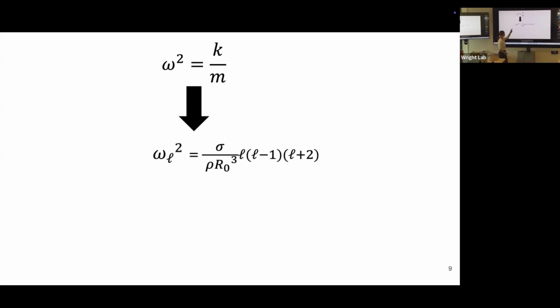The frequency of our drop is equal to what can be thought of as a spring constant almost, but the surface tension of our drop over the density, volume of our drop, as well as the L's, which are integers that represent the nodal line and connect the harmonics into our frequency. It's for harmonic oscillation.